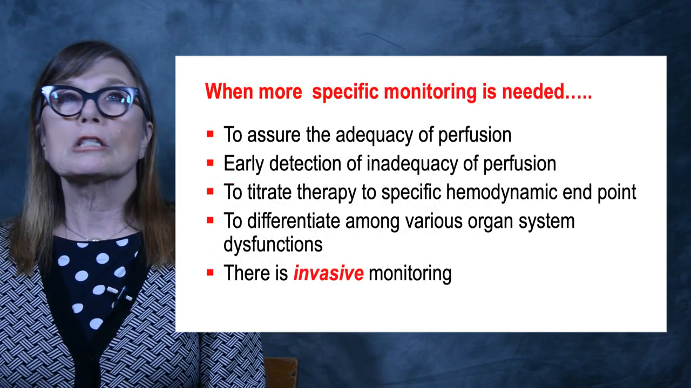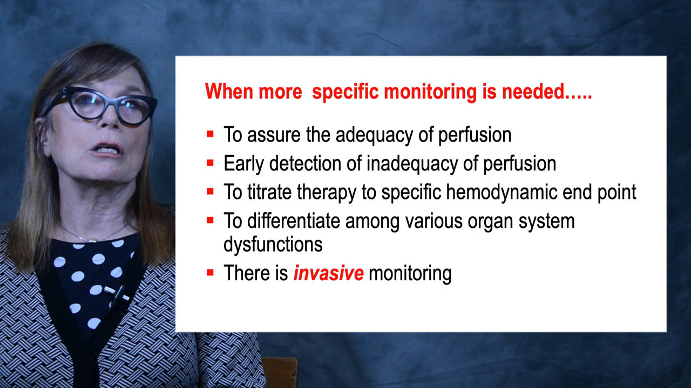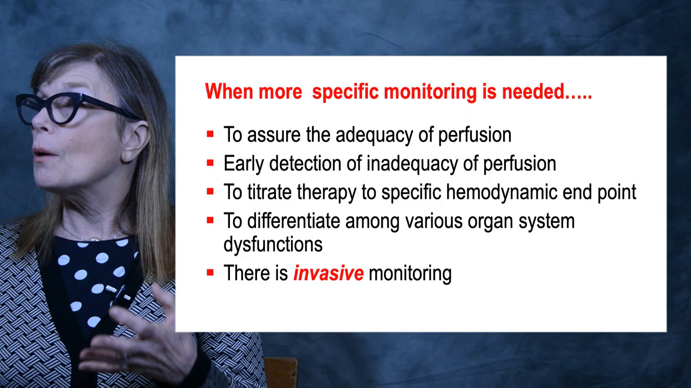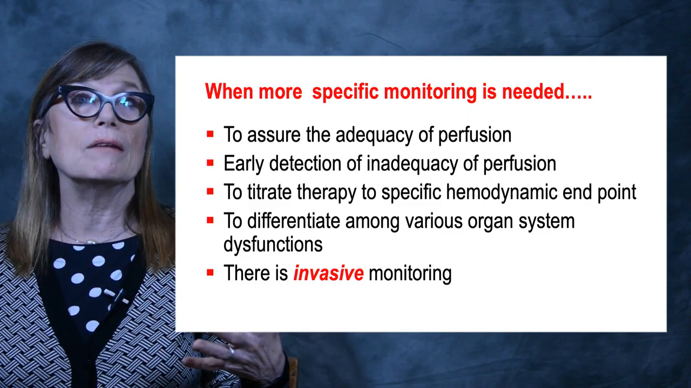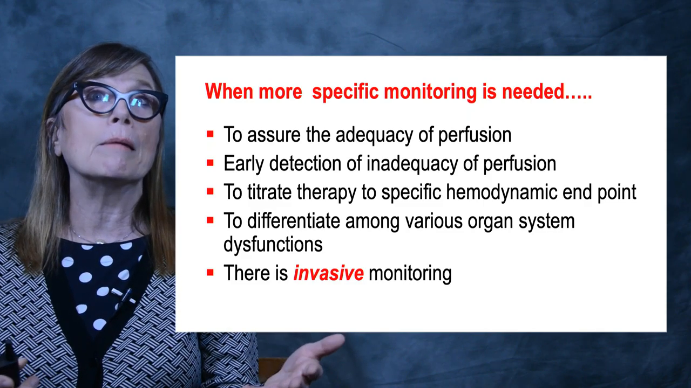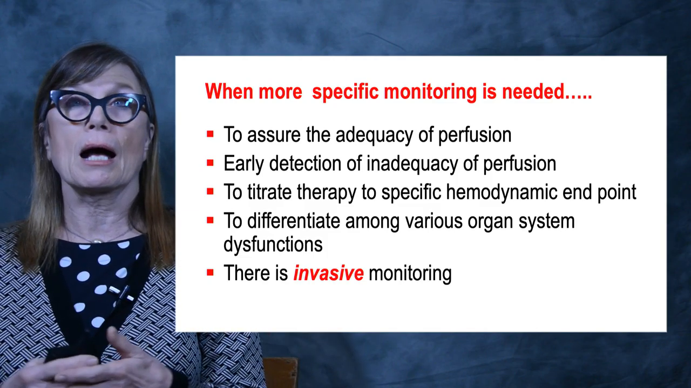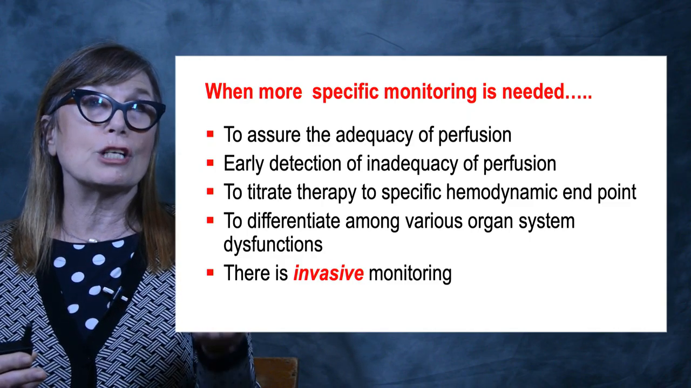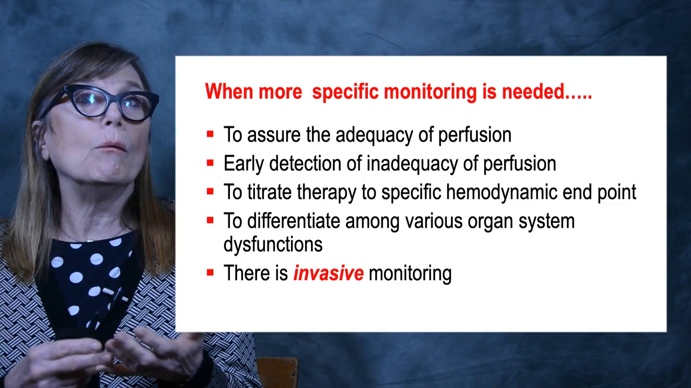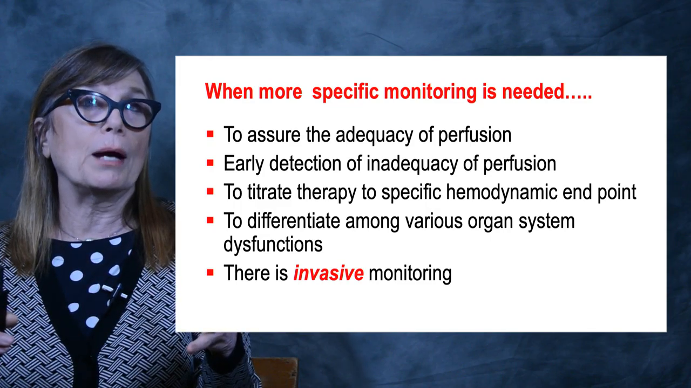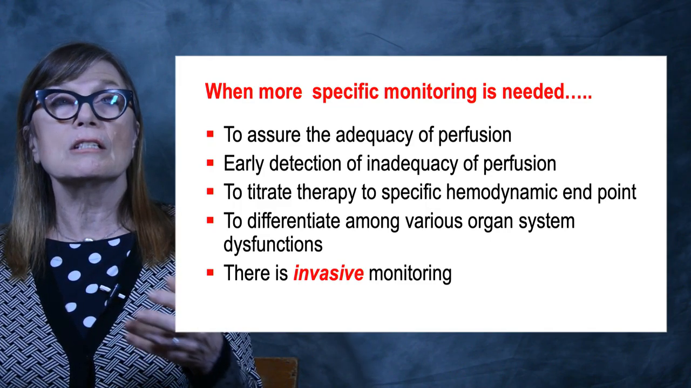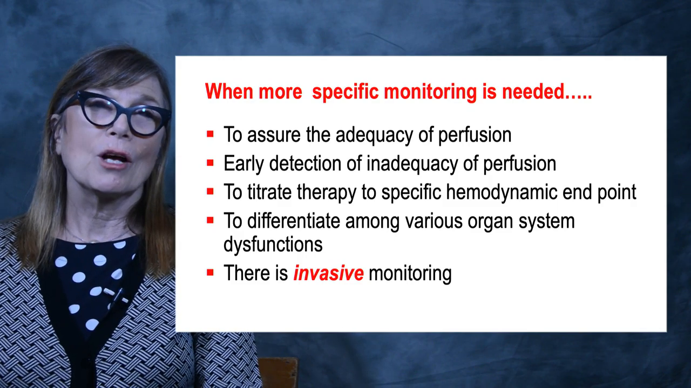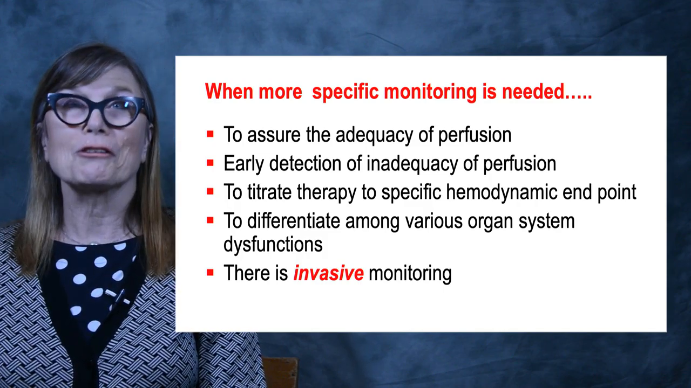But when we need more specific monitoring in general in the ICU, more specific monitoring to help us understand perfusion, to actually assure that the therapies that we're giving to the patient are actually treating the endpoints of hemodynamics, blood flow, and oxygenation, and that help guide us when we have lost our perfusion endpoints. This will allow us to differentiate and to evaluate appropriately organ function and dysfunction and patients at risk. And for that more specific monitoring, we're going to talk about invasive monitoring.